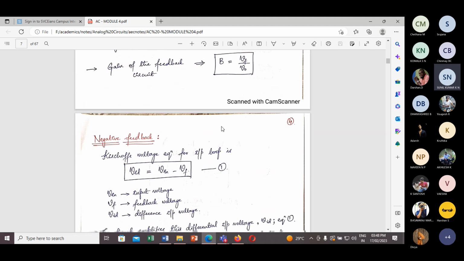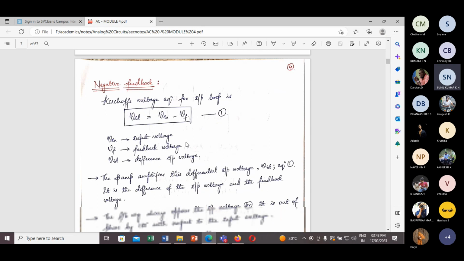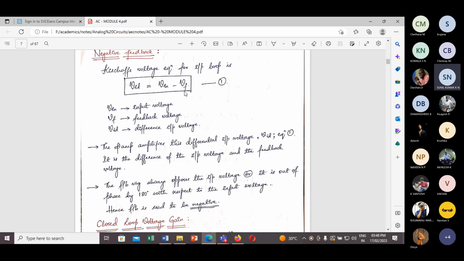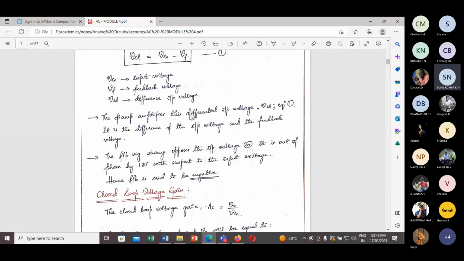Now if I want to have negative feedback, we already know that VID is nothing but V1 minus V2. V1 is Vin, and V2 is nothing but Vf. So V1 minus Vf is VID, the differential input voltage across the two input terminals, non-inverting and inverting. What is the voltage drop we are going to get? That is VID, equal to V1 minus V2, so V1 minus Vf.